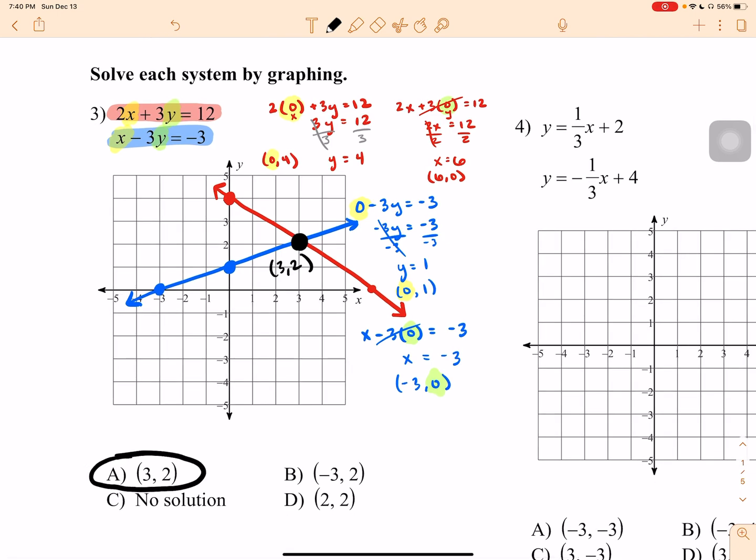And you know it can't be either one of these. Negative 3 comma 2 is way over here, so that's B. That's not good. 2, 2 is way down here. My lines weren't anywhere close to that one, and no solution means that they would never intersect. That means they would be parallel. So our answer is definitely A.